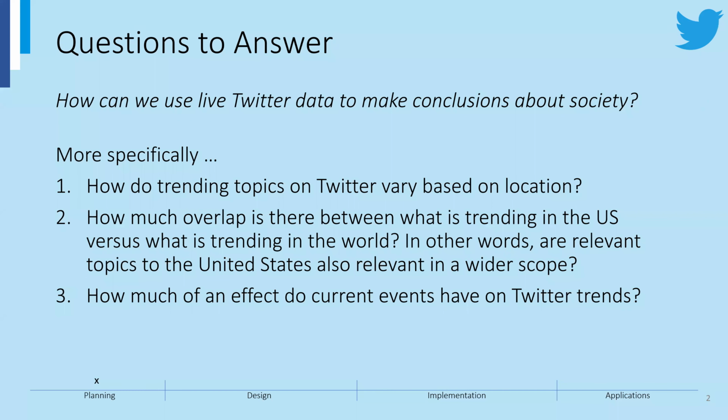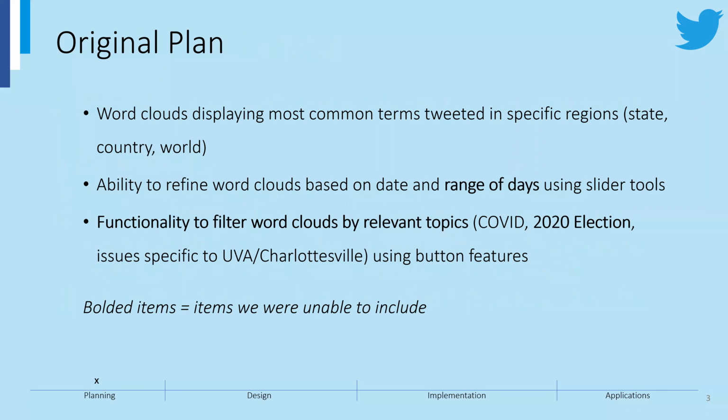So the primary objective that we kept in mind throughout creating the project was how can we use live Twitter data to make conclusions about society, and specifically trending topics on Twitter based on location and how that correlates with current events. Initially we wanted to have several parameters such as location, date, by choosing ranges of days, and then in relation to current events we could filter by COVID, the 2020 election, but a lot of these we weren't able to include based on our timeline and on API restrictions.